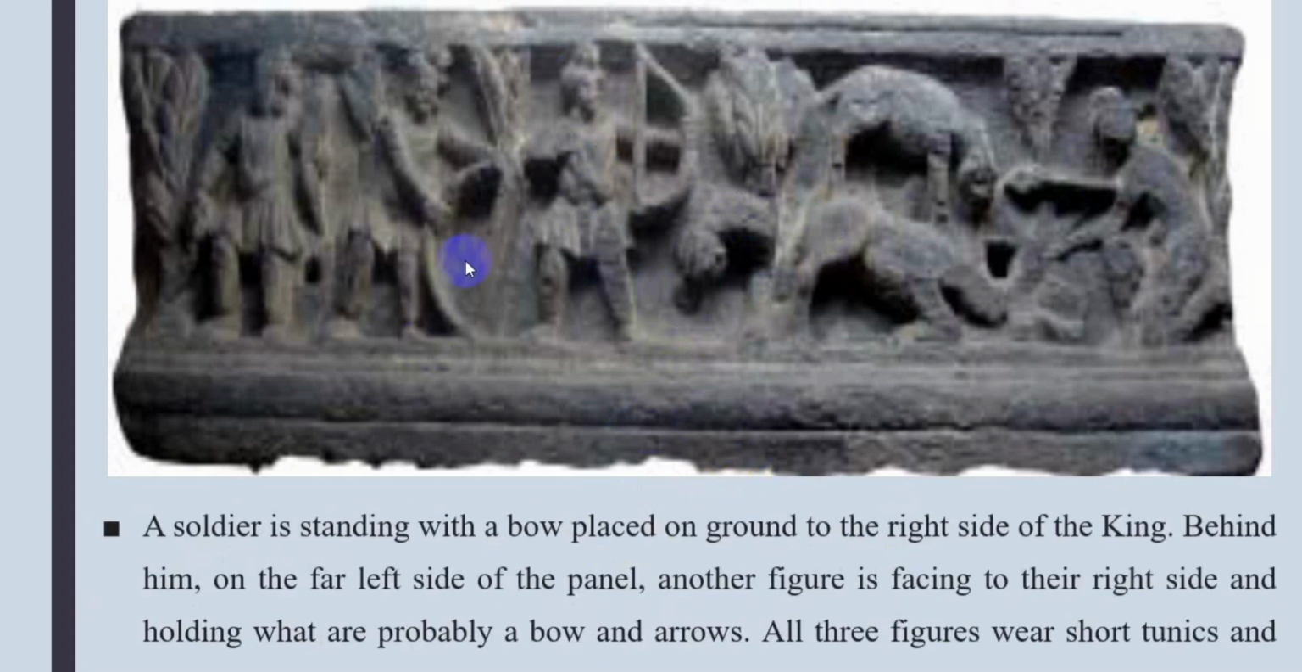A soldier is standing with a bow placed on the ground to the right side of the king, and behind him on the far left side of the panel, another figure is facing right and holding what is probably a bow and arrow. All these three figures wear short tunics and trousers, and a few leaves are also carved in the background of this panel.